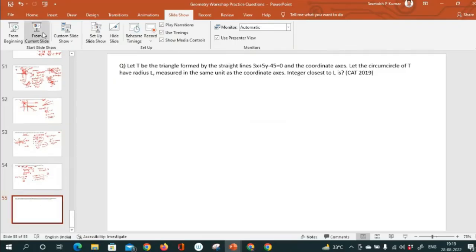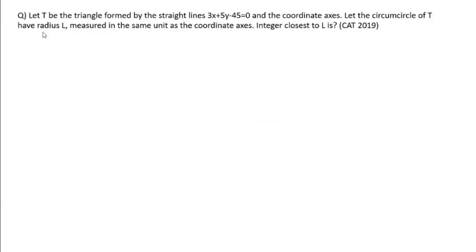So the last question now, which is a CAT 2019 question. And trust me, the length of the question is actually more than the length of the answer. Let T be the triangle formed by a straight line with the coordinate axes. So once again, we have to figure out 3x plus 5y is equal to 45 is the line. To plot this line again, just refer to the x and y intercepts. X intercept will be 15, 0, y intercept will be 0, 9. Join this line, you get the triangle.